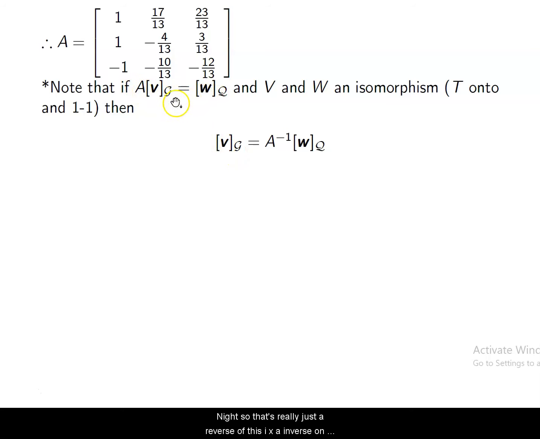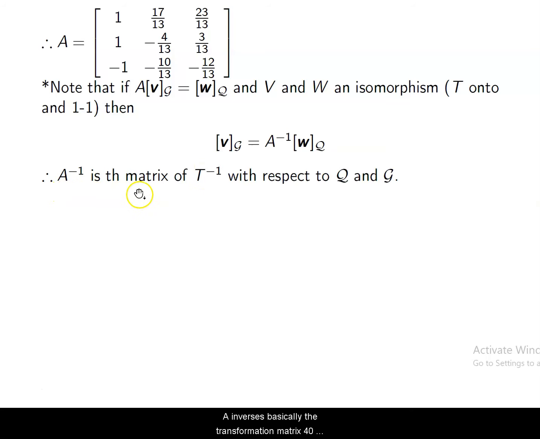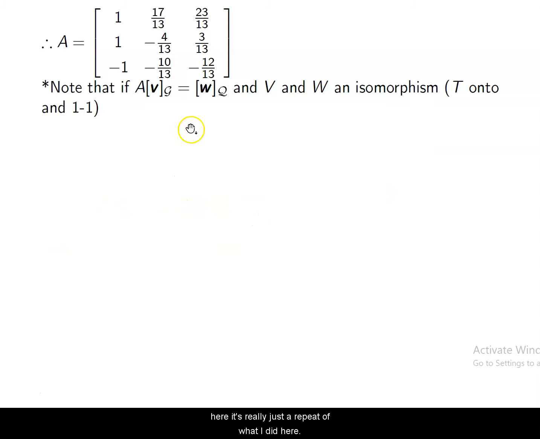All right, so that's really just the reverse of this. I multiply by A inverse on both sides to get this. So as long as I'm an isomorphism, right, onto and one-to-one, that means that this transformation matrix is square, and the determinant is non-zero. That's from that big theorem that we had a long time ago that we have not added to because we're past all the basics at this point, right? A inverse is basically the transformation matrix for T inverse. So that's the transformation matrix with respect to Q and G, going from Q into the basis G, right? So our examples here, it's really just a repeat of what I did here.